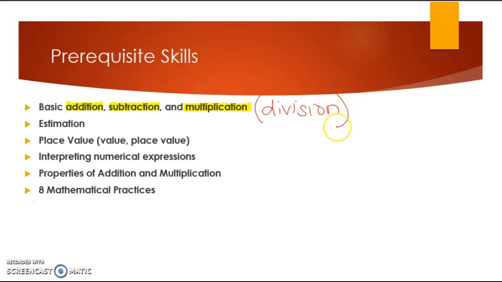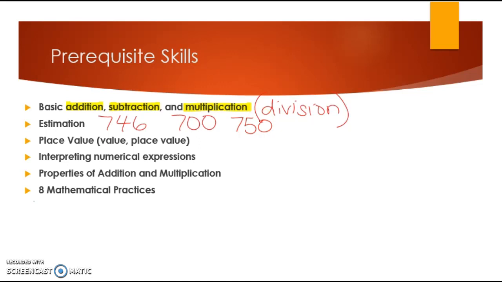It's also important that you know how to estimate. For example, what is 746 rounded to the nearest hundred? Well, 746 rounded to the nearest hundred is 700. And what is 746 rounded to the nearest 10? It is 750.